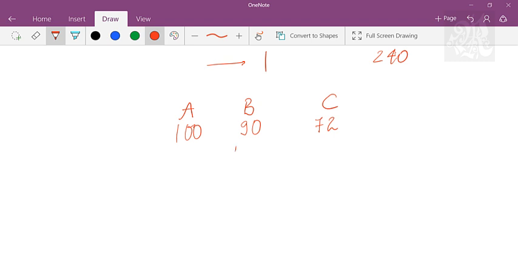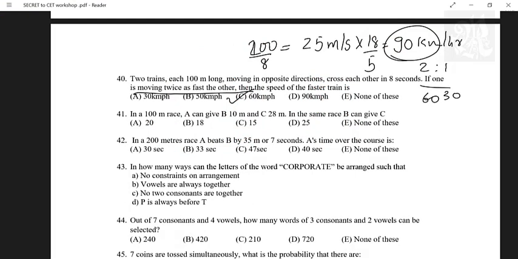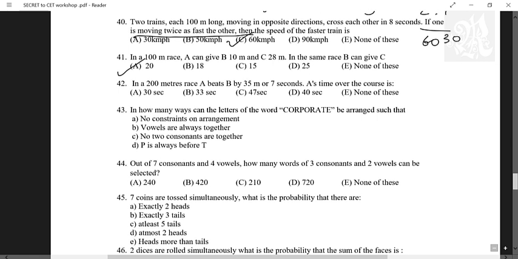So to find out in the same race, if B is covering 90, how much will C cover in that much time? Quickly, this is nothing but 72 and 90, which is 8 and 10, sorry, 8 and 9, and we just multiplied by 10, so 80. So in that case, B can give C 20 meters. Alright, so have a look at the next one.